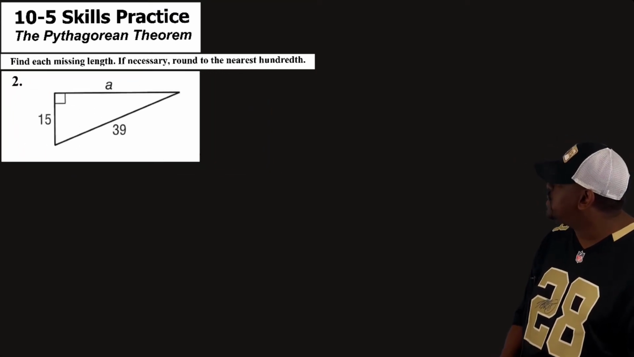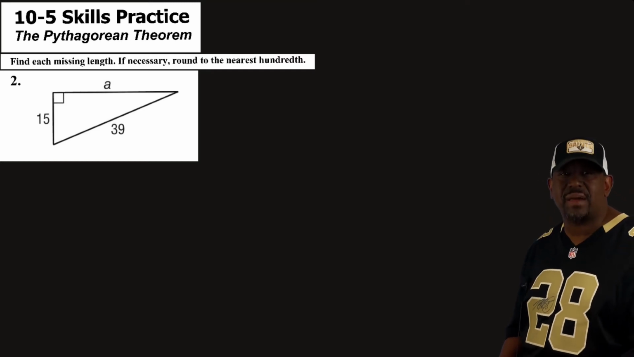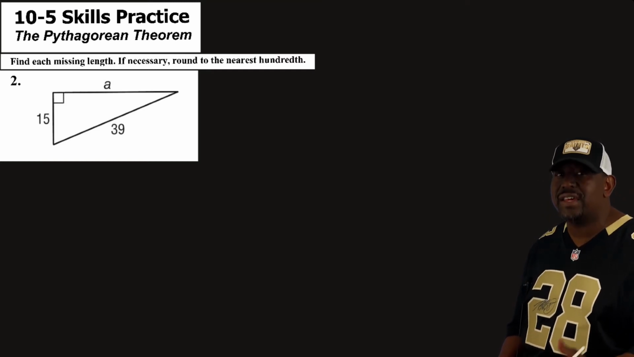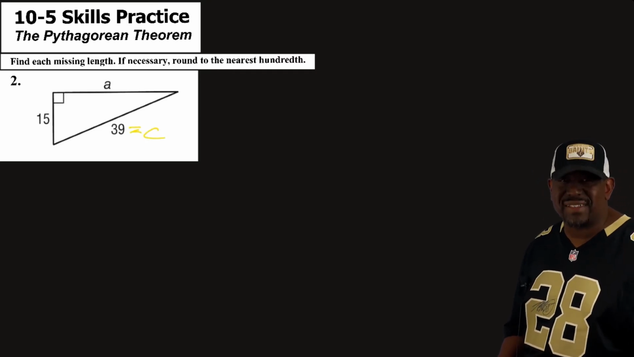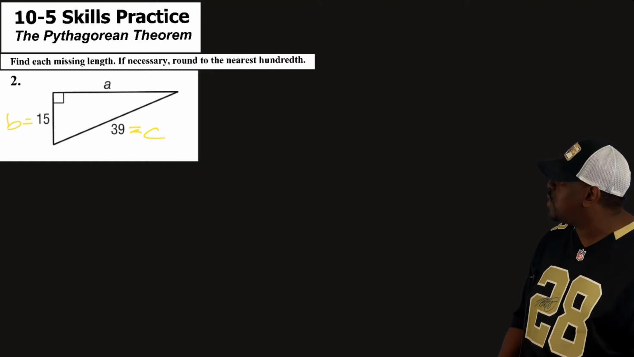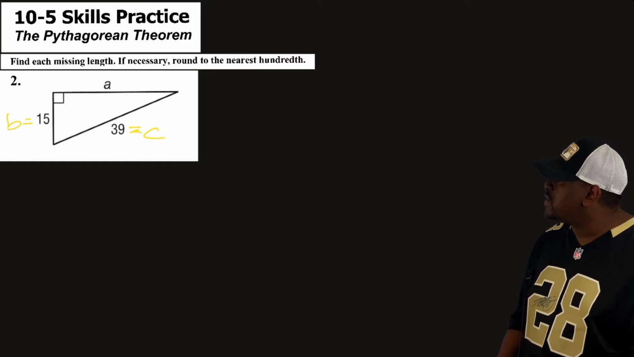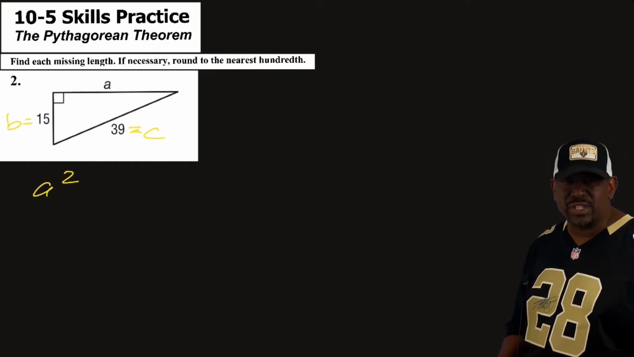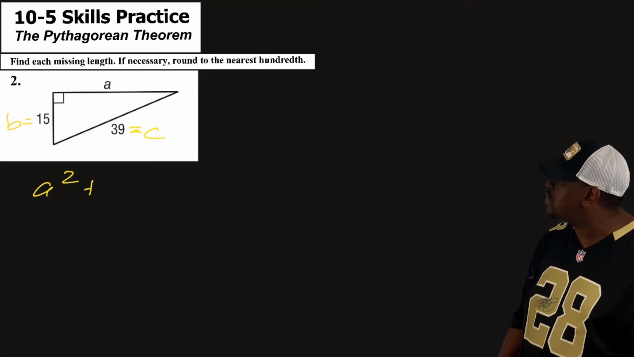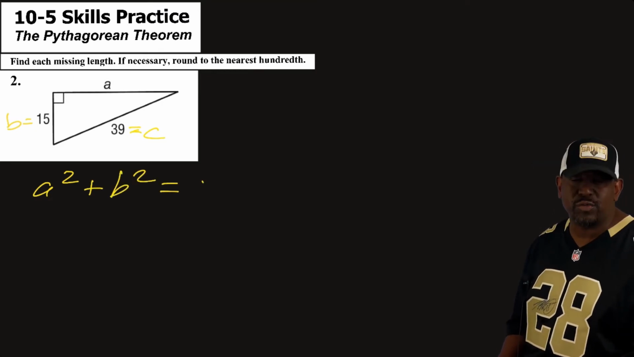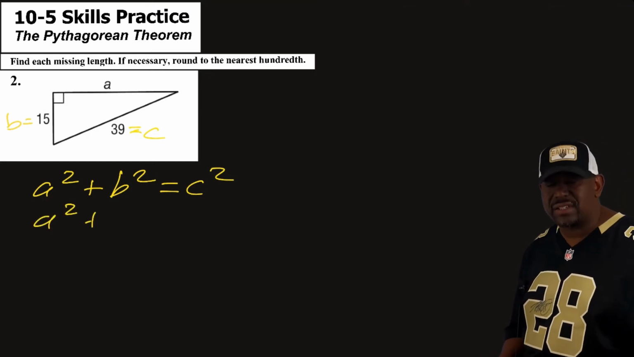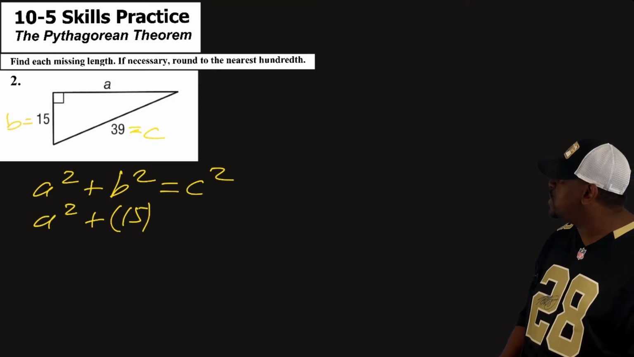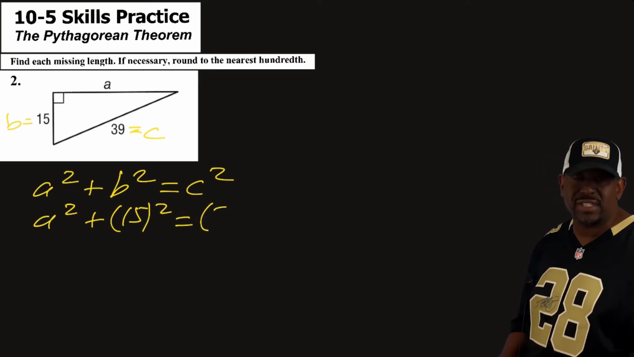We have the B term given. We're looking for A, and this time the hypotenuse is given. So we're not looking for C, we're looking for a different term. So we want to label the sides as given. 39 being the longest side is C. Normally A is going to be the shorter side, but since they made the middle side A, we set 15 equal to B. It doesn't matter which one A and B is. I typically like to set the lowest one equal to A, but it doesn't have to be that way, as you can see in this problem.